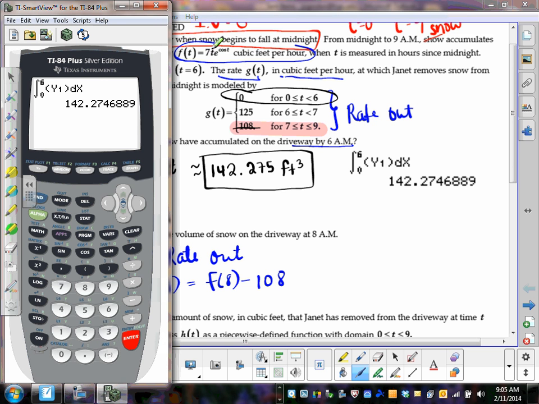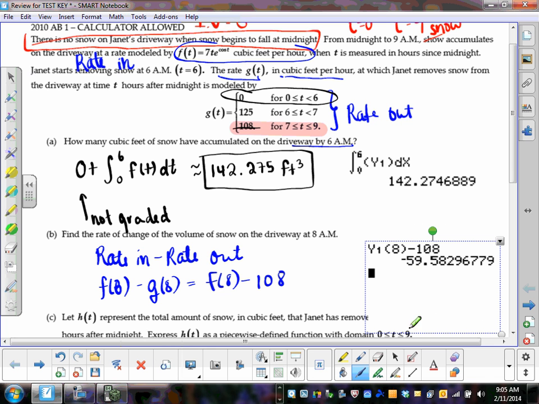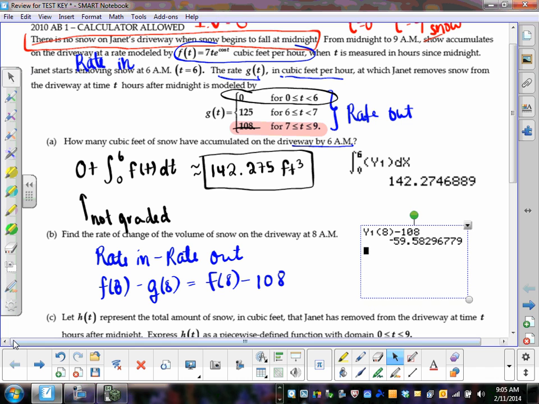So f is actually what we stored into our y1. So it's just y1 of 8 minus 108. So negative 59.582. Okay, now this is still finding a rate. So since we have the rate, it's still cubic feet per hour.